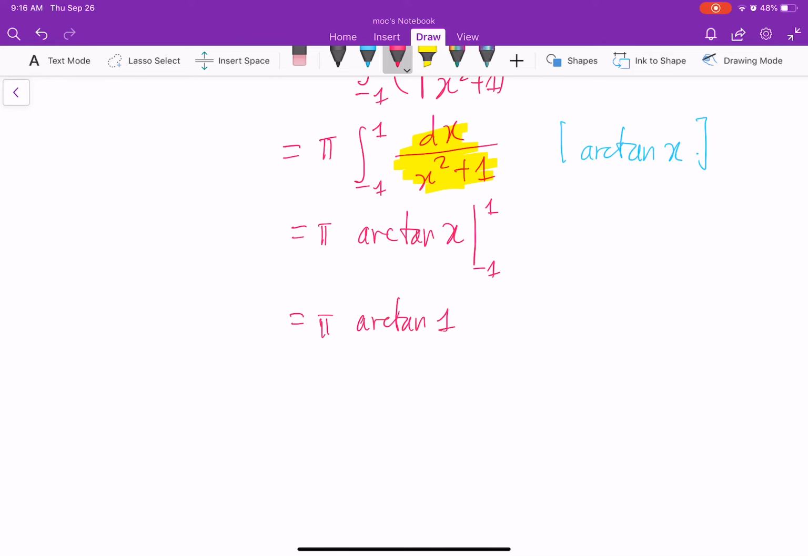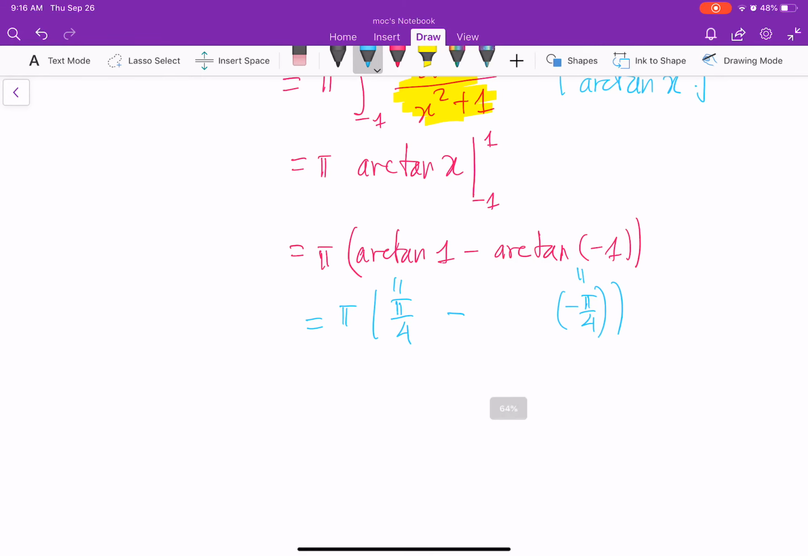Which is equal to pi times arctangent of 1 minus arctangent of -1. And I know arctangent of 1 is pi over 4, right? This is pi over 4 minus, and this is negative pi over 4. So I have minus negative pi over 4. That gives pi over 2, and everything is multiplied with pi. Overall, I get pi squared over 2.